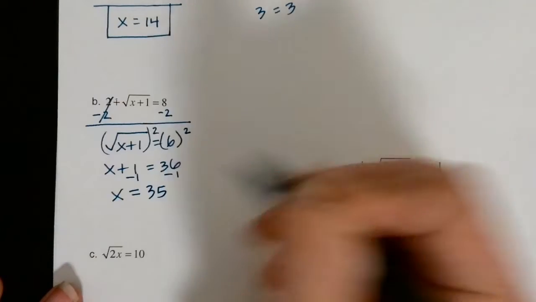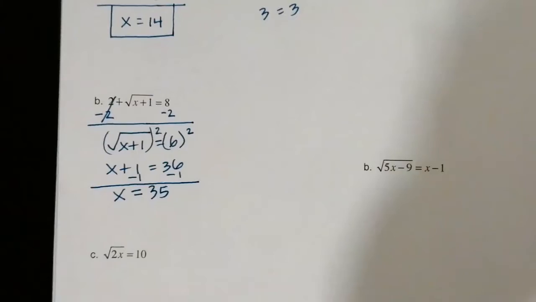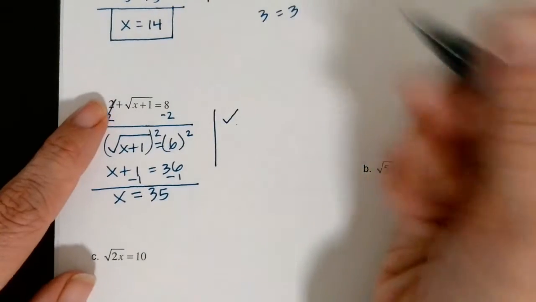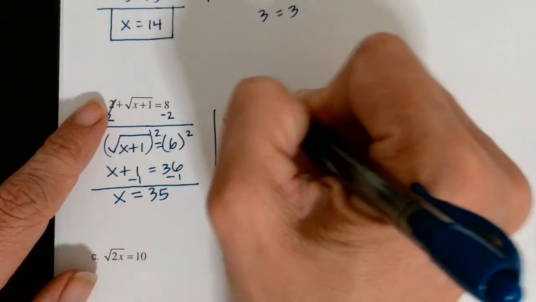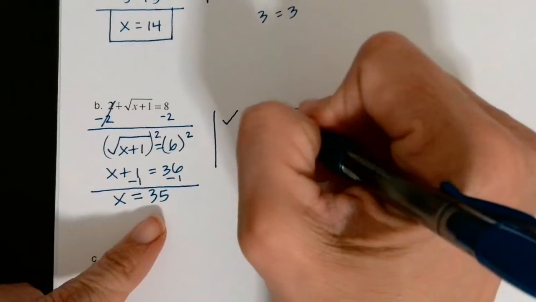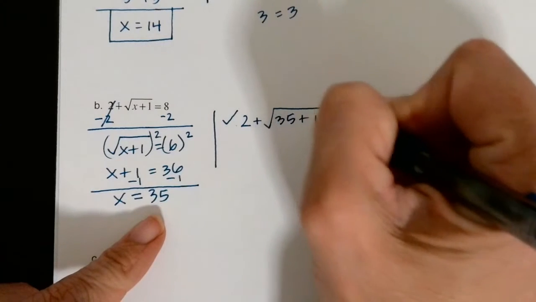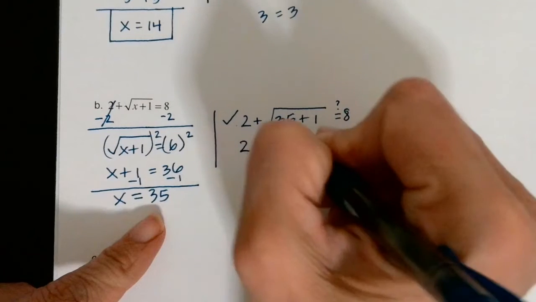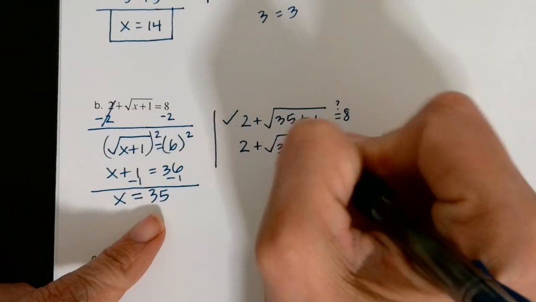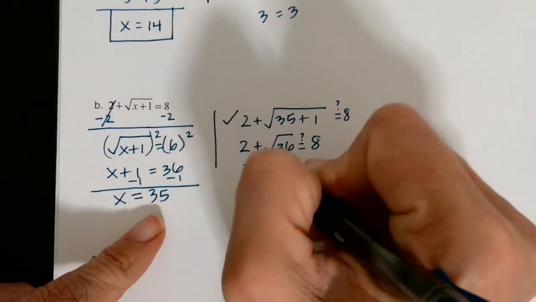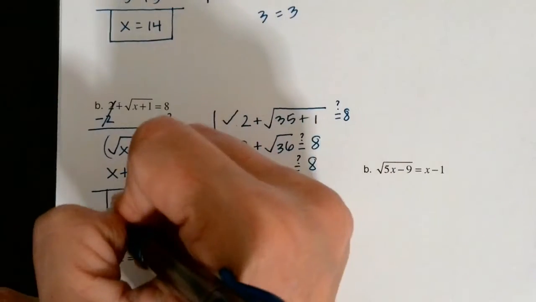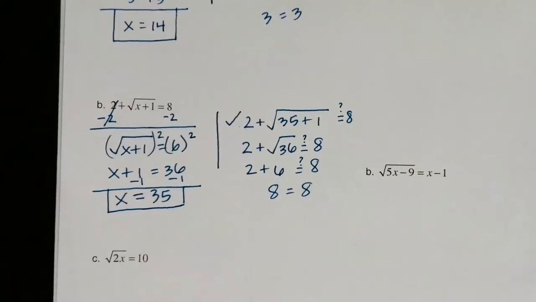Okay, so before I can box that answer, I'm going to come over here and do my little check. You always check with the original equation, so 2 plus the square root of 35 plus 1, does that equal 8? So 2 plus, simplify the radical first. 2 plus 6, does that equal 8? Yes, as a matter of fact, 8 does equal 8. Great. Okay, now we're going to move on to the next one.